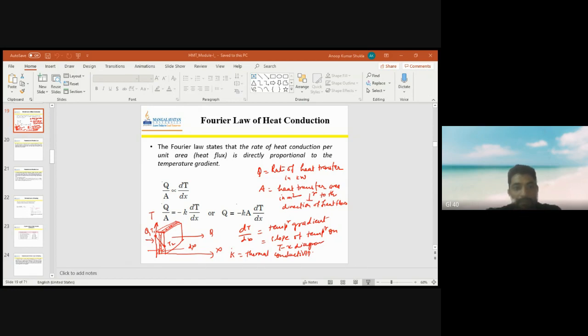Now solve this basic numerical problem. The wall of a furnace is constructed from 15 centimeter thick fabric having a constant thermal conductivity of 1.6 watt per meter Kelvin. The two sides of the wall are maintained at two different temperatures, 1400 Kelvin and 1100 Kelvin respectively. What is the rate of heat loss through the wall, which is 50 centimeter by 3 meter on a side?